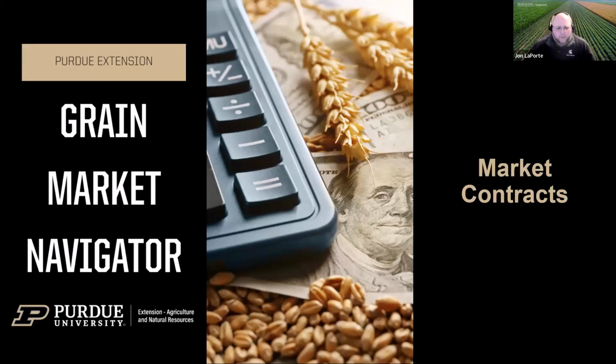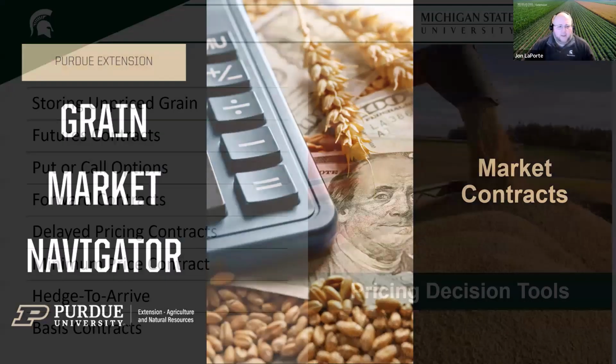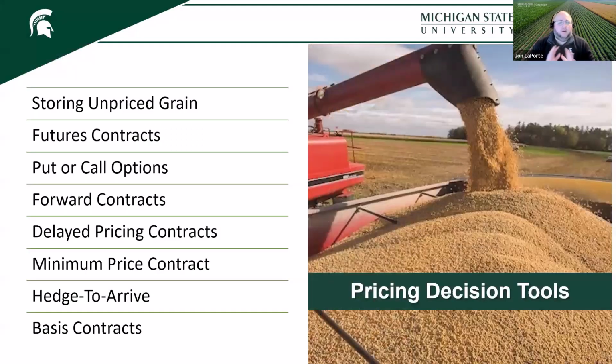So the first thing I want to highlight is there are a number of different contracting options out there. A lot of different, as we call them, pricing decision tools that you have at your disposal. And we're going to walk through each one of these a little bit today. And I start out with storing unpriced grain because a lot of people think, well, if you just stick it in the bin and wait for a price, that's not really a decision tool, but it actually is. It is an option that's available for people.